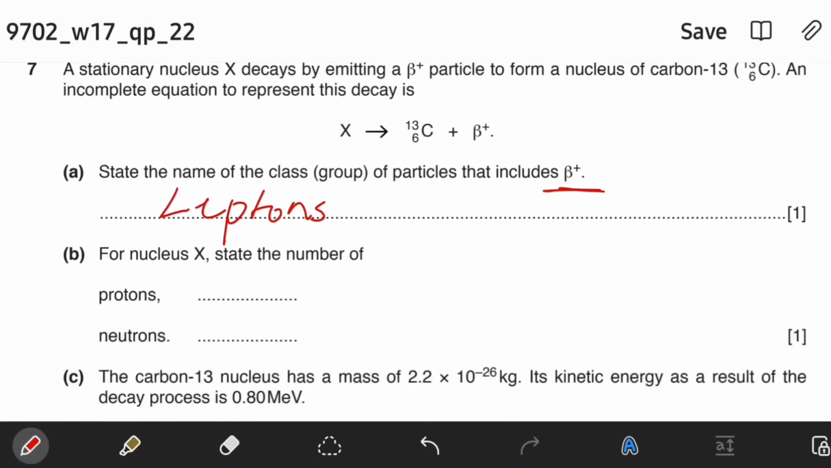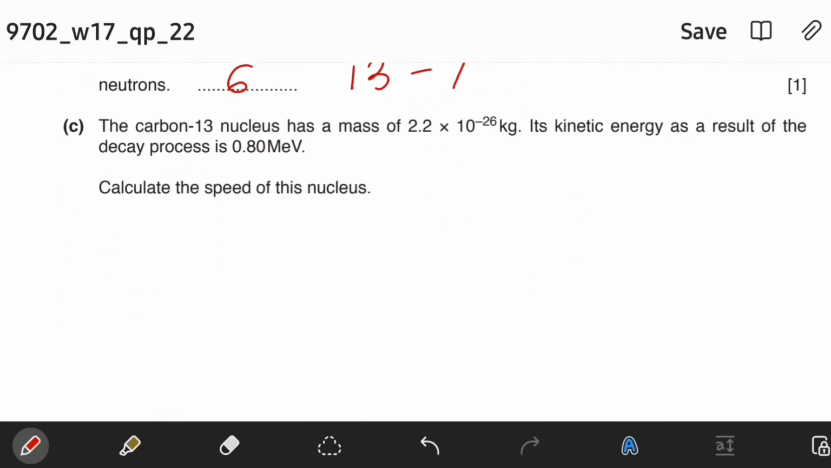Okay, so we know that in the emission of a beta positive particle, what happens to the proton number here? One is subtracted from the original proton number. So hence we know that protons would be 7, and we know this 13 right here is the nucleon number, which is conserved, it doesn't change. So neutrons is going to be 13 minus 7, which gives us 6. Carbon 13 nucleus has mass. Its kinetic energy as a result of the decay process is this. Calculate the speed of this nucleus.